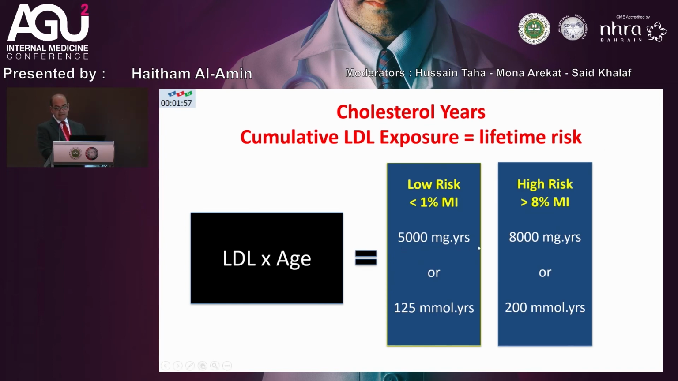Anything less than 5,000 milligram years, your risk of having an MI is low. Once you pass 8,000 milligram years, your risk is high. And of course, if you prefer the millimoles, you can do it the same. It's 125 versus 200. And this is one way where, if you do not fall into what I showed you, you don't fall into the 4 or 5 categories, you know, you don't have documented heart disease, you're not diabetic, you don't have very high LDLs, you don't have chronic kidney disease, one way to actually estimate risk is this. And I think the importance of this resides in that you may have somebody who right now has borderline LDL, but if you multiply what will happen in 10 years or 20 years, you can calculate their cholesterol years.